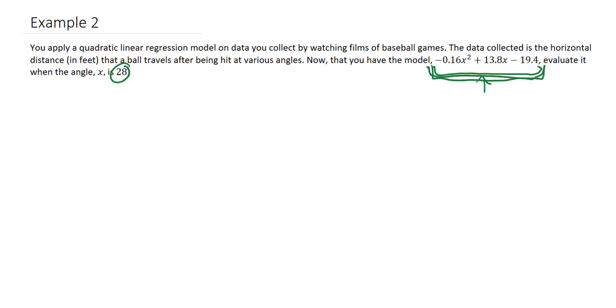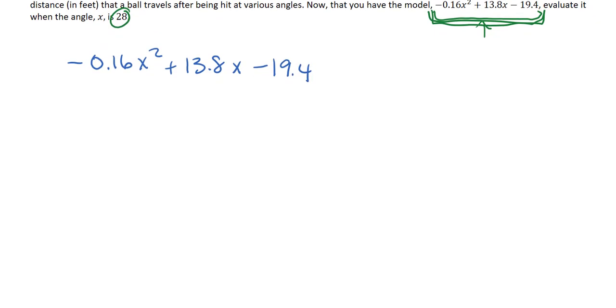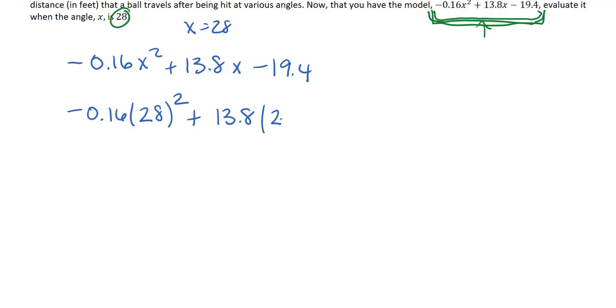This is our model. Now let's go ahead and rewrite it. We're just going to rewrite it all. Now, when x equals 28, we have 28 here, and put in parentheses. We're going to square it, plus 13.8. Then we have this 28, and we go minus 19.4. So let's go ahead and solve.